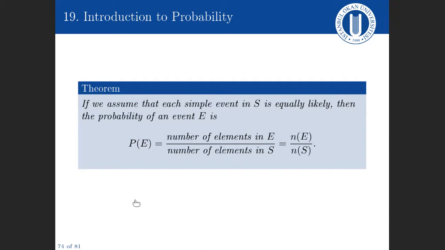If we assume that every simple event in S is equally likely, then the probability of an event E is the number of elements in E divided by the number of elements in S. And we've been studying counting, so we can do examples using this assumption.